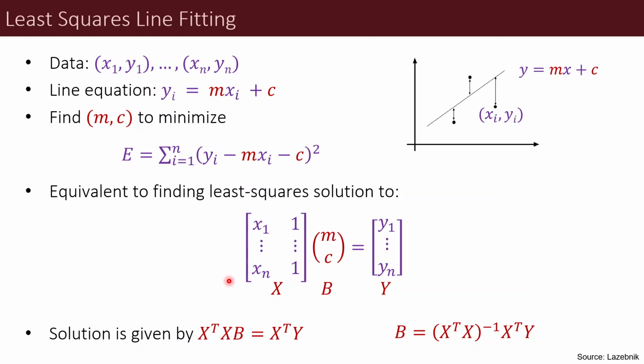We can write that in matrix form as this system of linear equations. You can see there is the x column, x1 to xn, and a column of ones concatenated with that to form matrix X. Then the parameters that we want to find are in capital B, and the y values in vector Y. The solution is given by X transpose X B equals X transpose Y. So we can use something like a pseudo inverse to find B. Okay, let's look at the implementation.